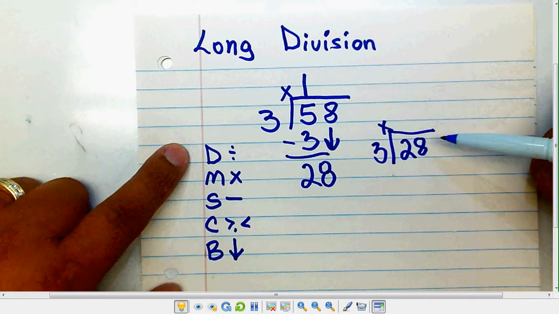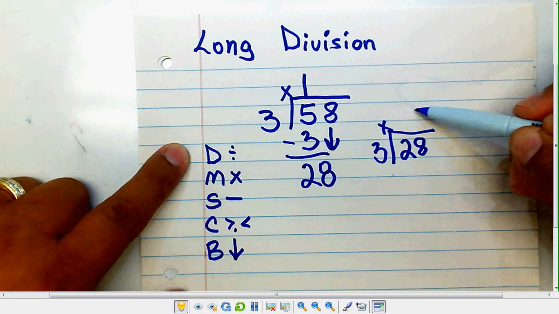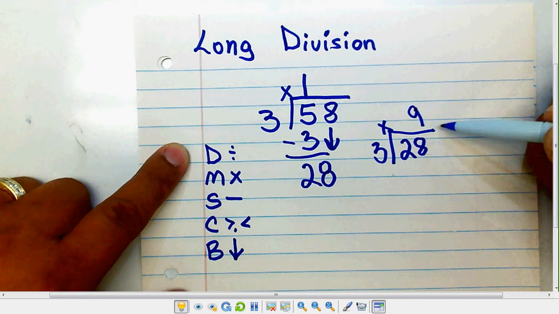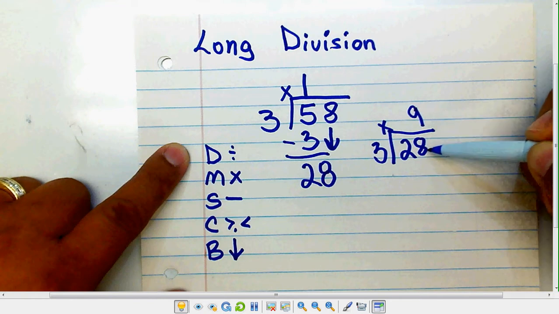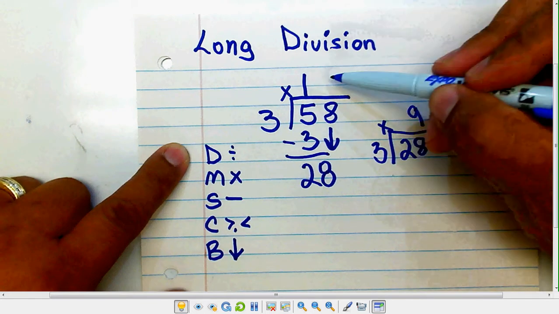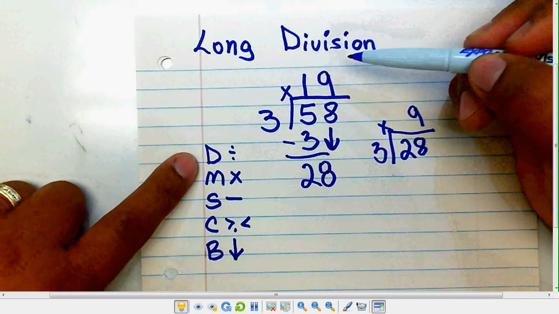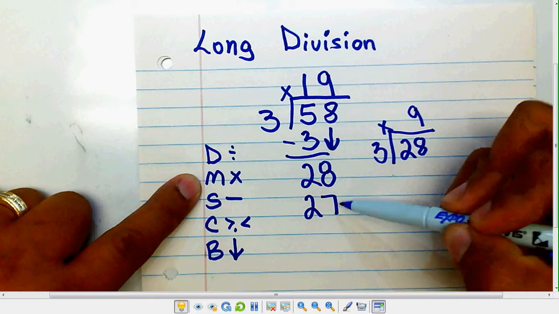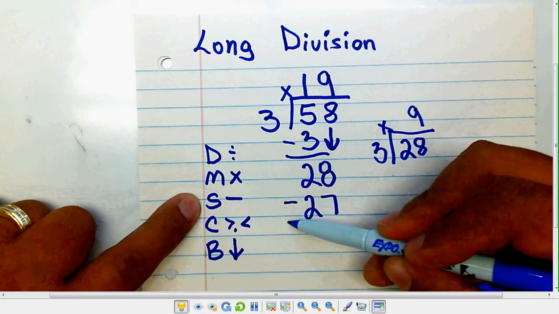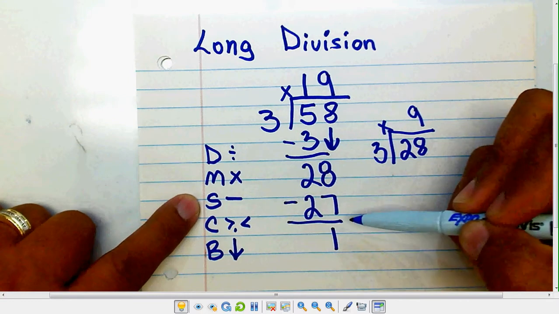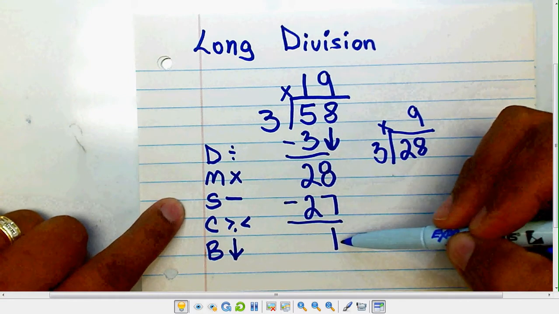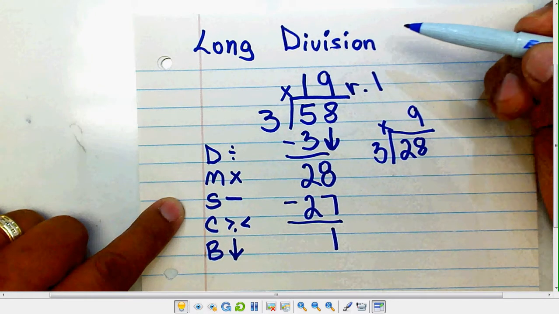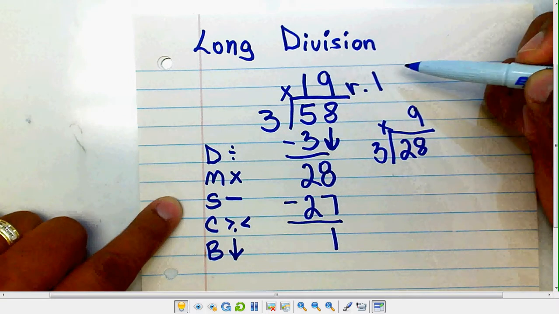And 28 divided by 3 would be 9, because I'm trying to get as close to 28 without going past 28. So if I have 28 marbles and I have 3 in every group, I can make 9 groups. Now I just divided, following the steps here. 9 times 3, 27. Next step, subtract. 8 minus 7 is 1. And I know I'm done when my remainder is less than the divisor. So my answer would be 19, remainder of 1.